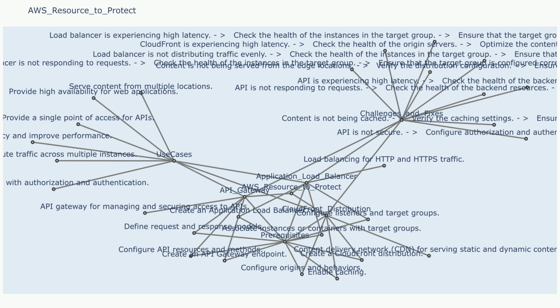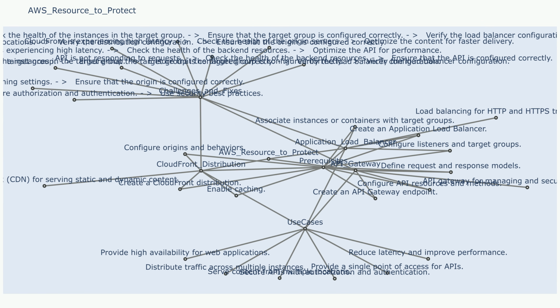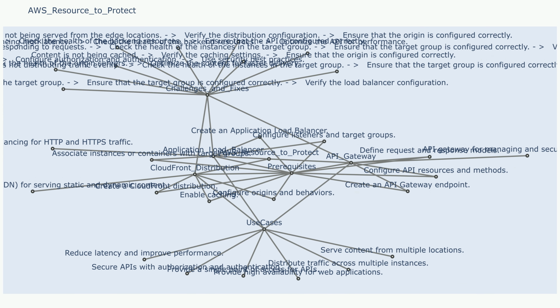AWS Resource to Protect: Application Load Balancer. Description: Load balancing for HTTP and HTTPS traffic. Prerequisites: Create an application load balancer.